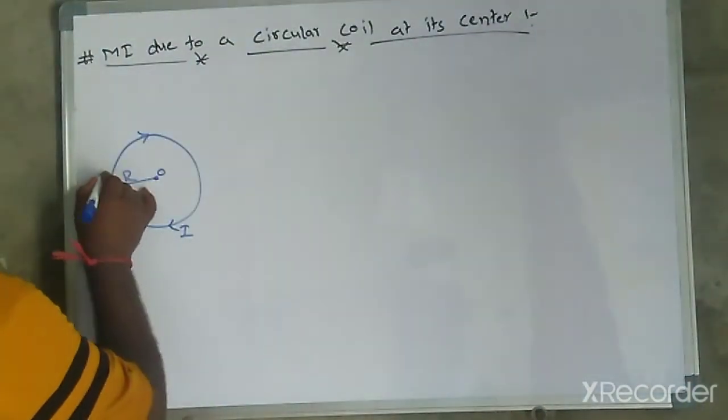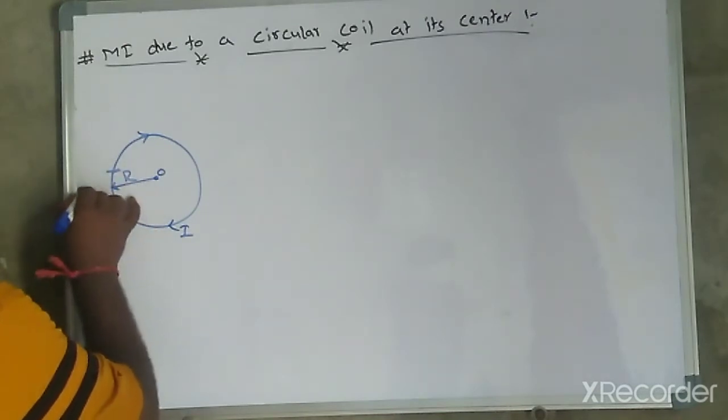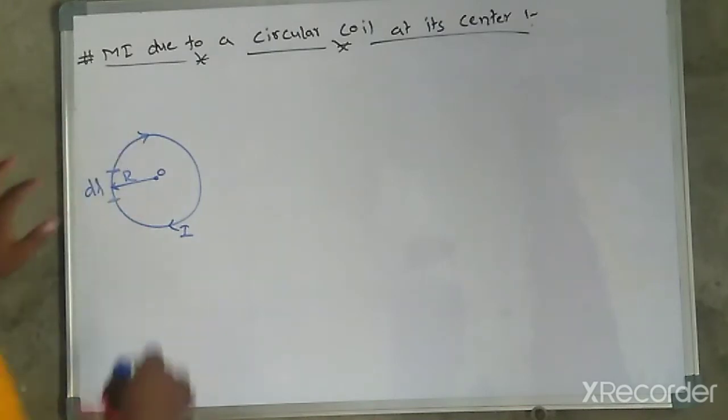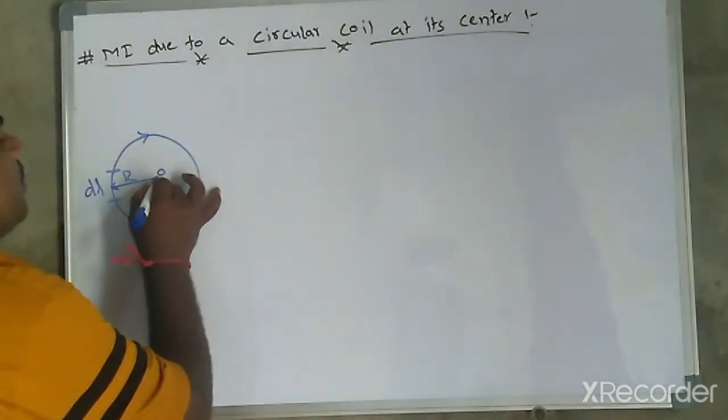So let us consider a small element. This is a small elemental dl. Due to this dl, the magnetic field produced here is in the inward direction.